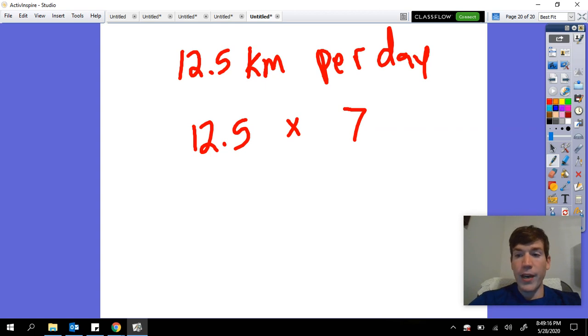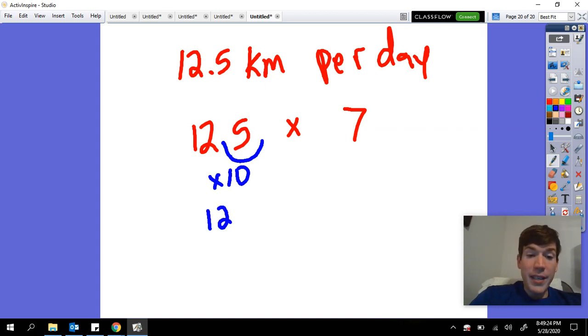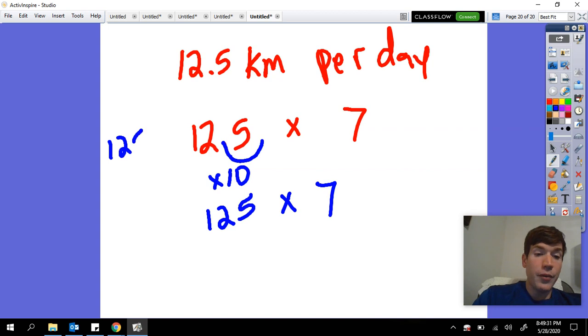The first thing I'm going to do when I do this is move the decimal over in 12 and a half one time, which is the same as multiplying that by 10. Which means that my answer of 125 times 7 is going to be 10 times bigger than the actual answer that I should have.